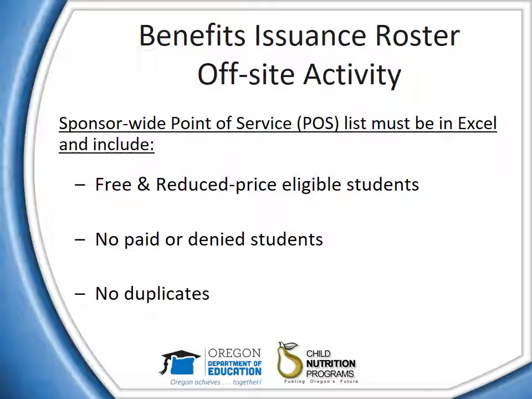As mentioned, sponsors will send their benefit issuance roster to ODE prior to the on-site portion of the review. The benefit issuance roster sent must be an Excel list for all of the sponsor's standard counting and claiming sites, not just the review sites. The requirements for the Excel spreadsheet are that it only includes free and reduced price eligible students, no paid or denied students, and no duplicates.